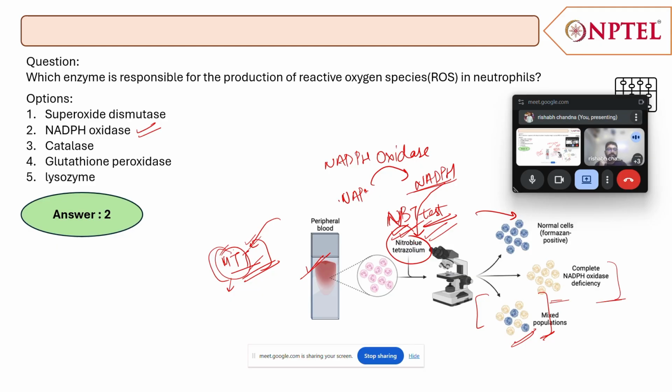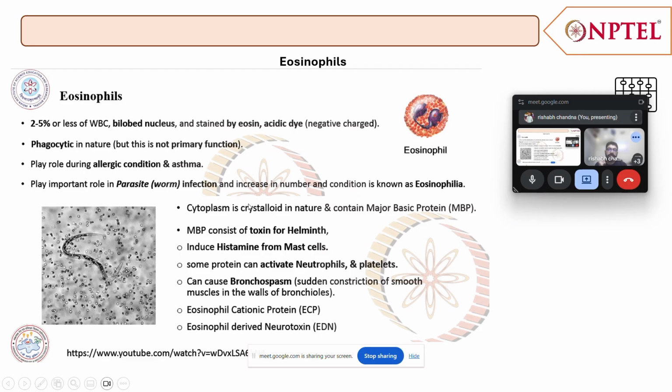Okay, so let's move on to the other granulocyte, that is the eosinophil. Eosinophils are WBCs that make up 2 to 5% or less of the total WBC fraction in the blood. It has a bilobed nucleus and is stained with an acidic dye, eosin, which is a negatively charged dye. So the granules that we have will be positive in nature.